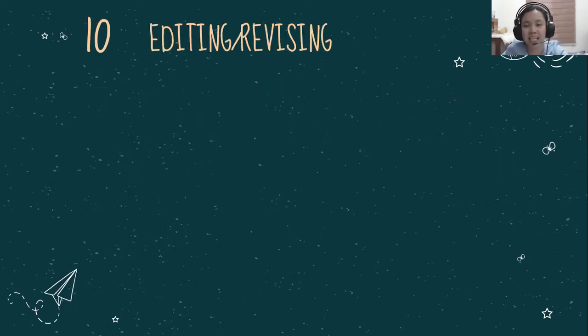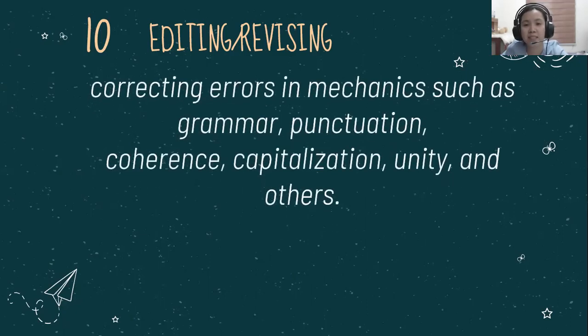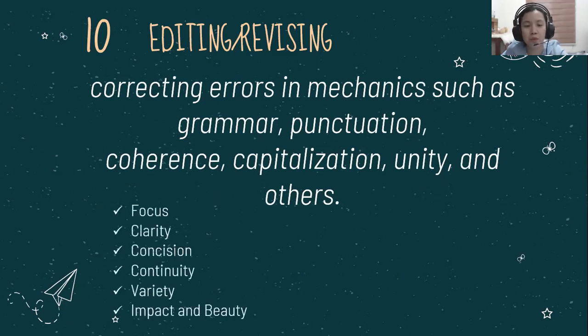Number 10 is editing and or revising. Your written speech includes correcting errors in mechanics such as grammar, punctuation, coherence, capitalization, unity, and others. When editing your work, you can also consider the following. We have focus, clarity, concision, continuity, variety, impact, and beauty. Through editing, we can make our speech short, simple, and clear. We can keep the flow of our presentation, and we can also make sure that our speech is focused.